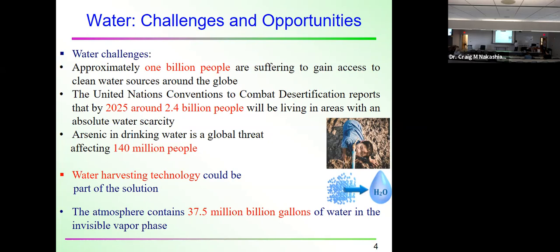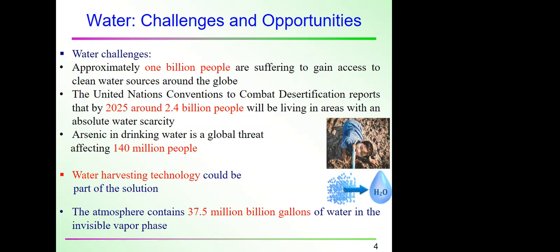Harvesting water from the atmosphere could be part of the solution. You can't solve this issue 100%, but it could be part of the solution. The atmosphere has 37.5 billion gallons of water in the vapor phase. Even this is a renewable source. If you harvest all the water, it will not be enough.